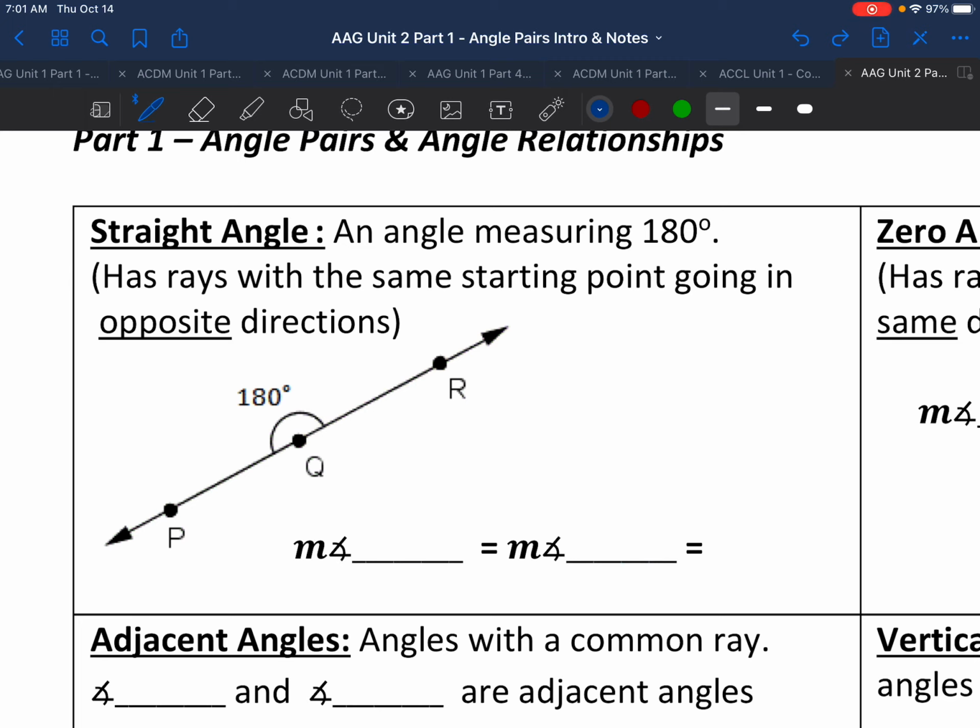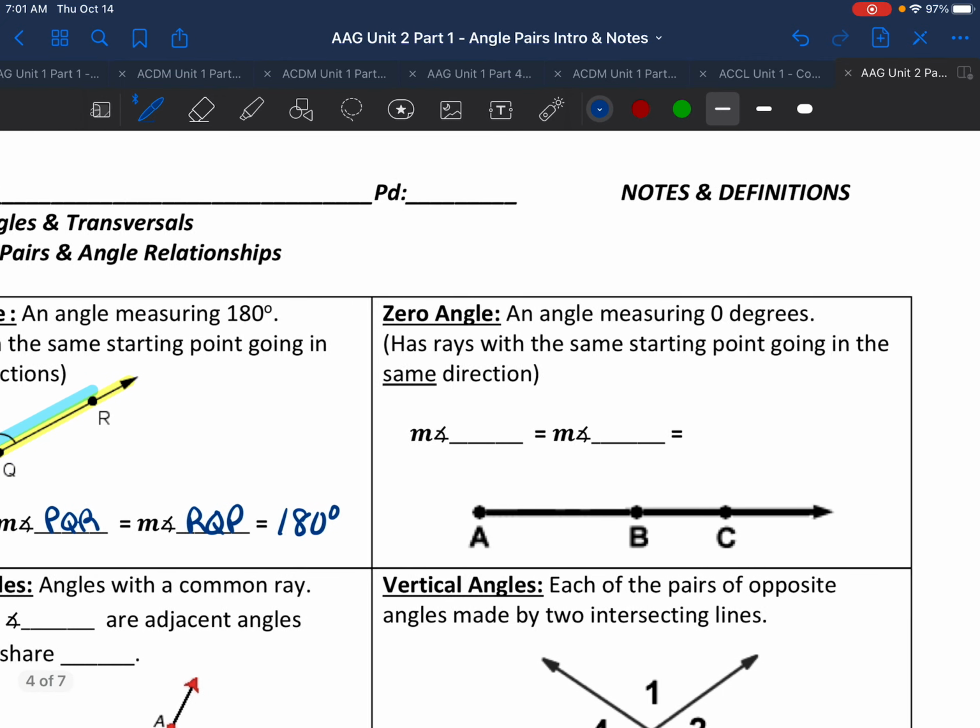180 degrees. I'm going to trace this angle from P to Q to R, so I'm going to call this angle PQR. I could have also traced it in the opposite direction and called it angle RQP. Whichever name I use, PQR or RQP, the measure of this straight angle is 180 degrees. Okay, let's move on to the other box.